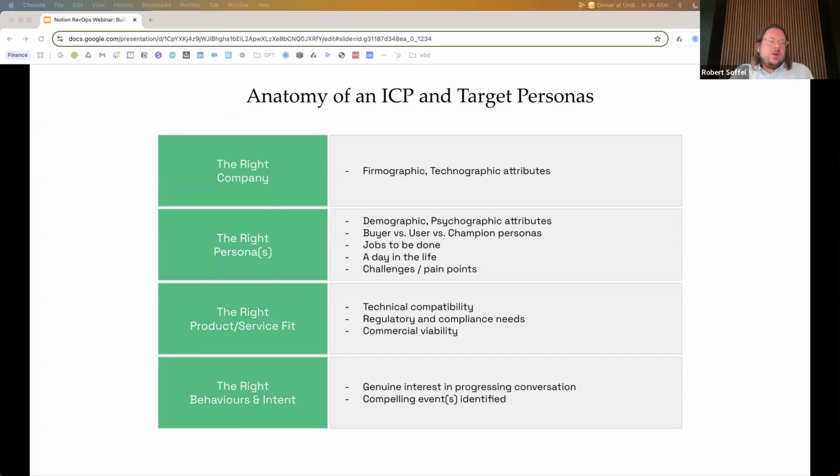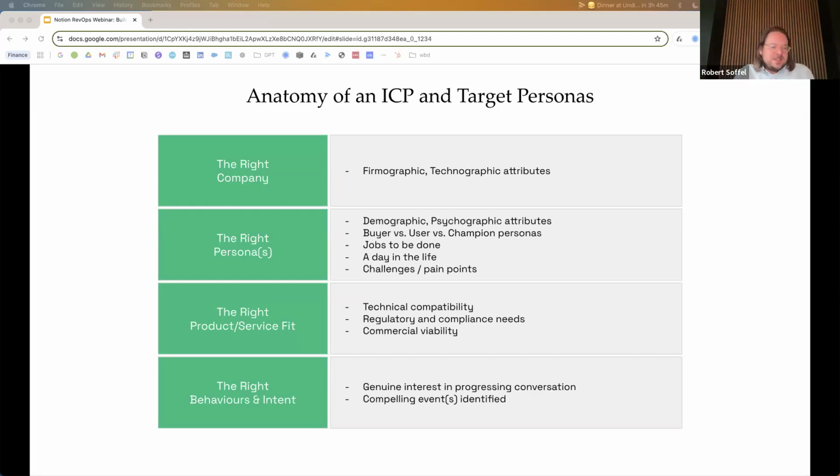Just to call a few of these things out. On the company level, that's usually publicly available information, but firmographic information, technographic information, maybe there's localization, language, that sort of thing that pertains to what you do. Right personas: things like demographic, psychographic attributes, understanding the difference, I should say, between buyer, user, and champion. They're fundamentally different people within that buying team. What makes them tick? What jobs do they do? What's a day in the life? What are their challenges and pain points? Because you're not selling just to a company, you're selling to the people as well. So it's important to know that.